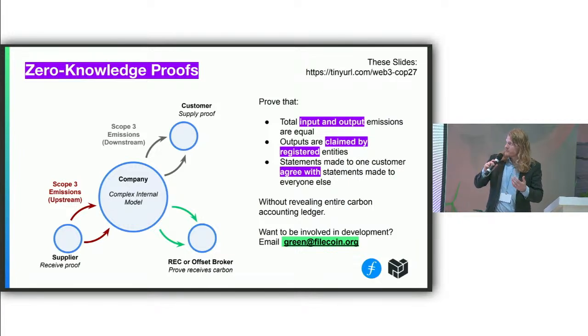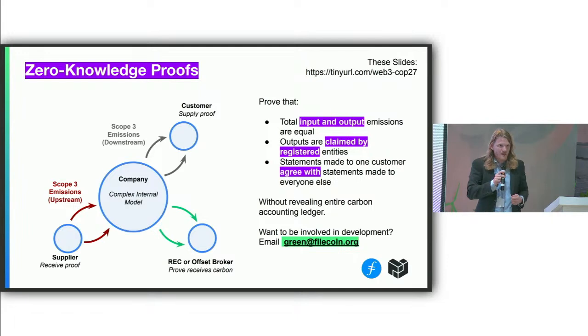Another example is that outputs are claimed by registered entities, right? You don't want them transferring a bunch of carbon off of their ledger to some fake entity. So you'd want to be able to actually prove that everyone they're doing business with is a good actor in this system. Another example is you might want to be able to prove that statements made to, say, one of their customers agree with statements that they've made to everyone else, and be able to prove that to their customer without having to give that customer all of their other transaction data, right?